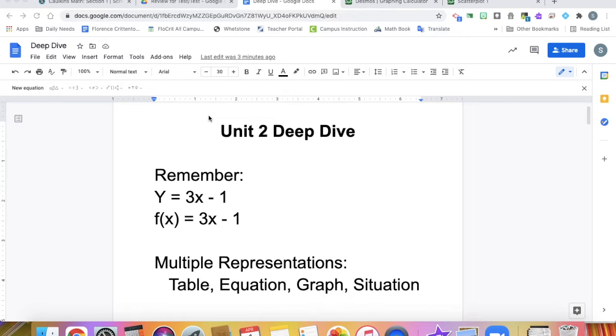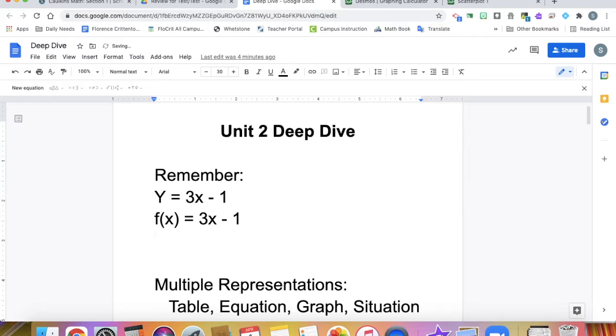So welcome to the deep dive for Unit 2. Unit 2 is about linear equations. Before we begin, I just wanted you to remember from the last unit that y just means the answer or the output. So does the notation f of x, where it's f with a parenthesis that we read as "of" and then x. This is just a more fancy notation to mean the answer or the output. So this is the same thing as y.